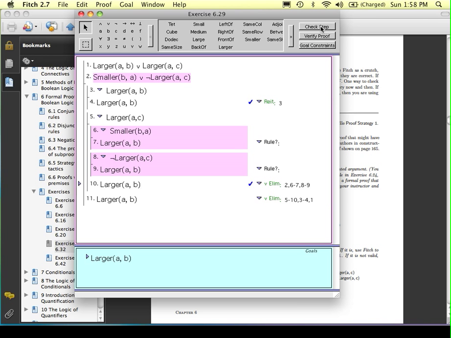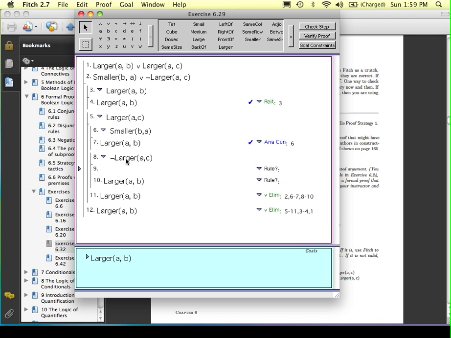That should check out. Up here, well, I know that if B is smaller than A, based on the meaning of the predicate smaller, that A has to be larger than B. So what I can do there is use anacon, which allows me to manipulate the meanings of the predicates. Down here, it's a little different. Here, line 8 tells me A is not larger than C, or it is not the case that A is larger than C.